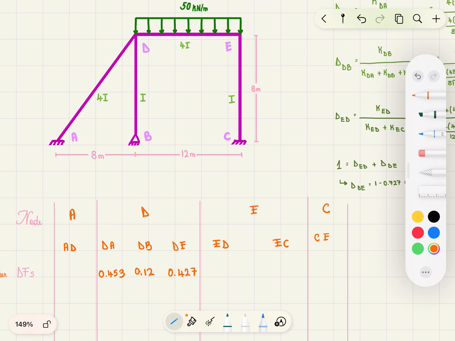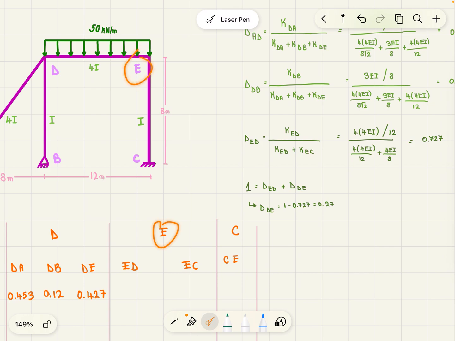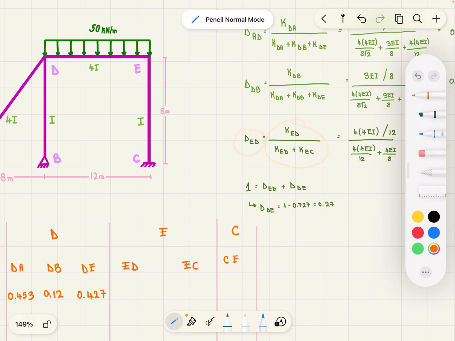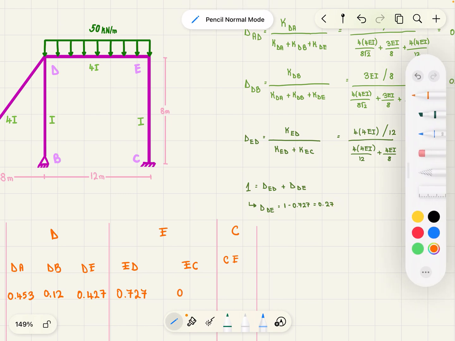0.427. You can do the same thing at node E. So distribution factor for ED, fraction of the stiffness coefficients, and you get 0.727. And now just subtracting this value from 1, you can get DE equals 0.273.